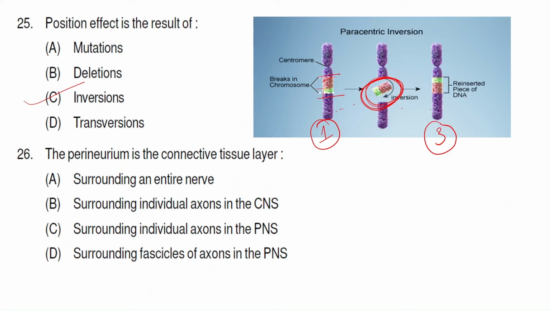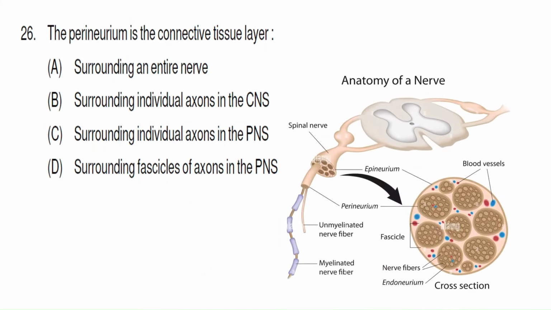Okay, question number 26. The perineurium is the connective tissue layer surrounding the fascicles of axon. Option number D will be the correct answer. How is it correct? Let's understand.